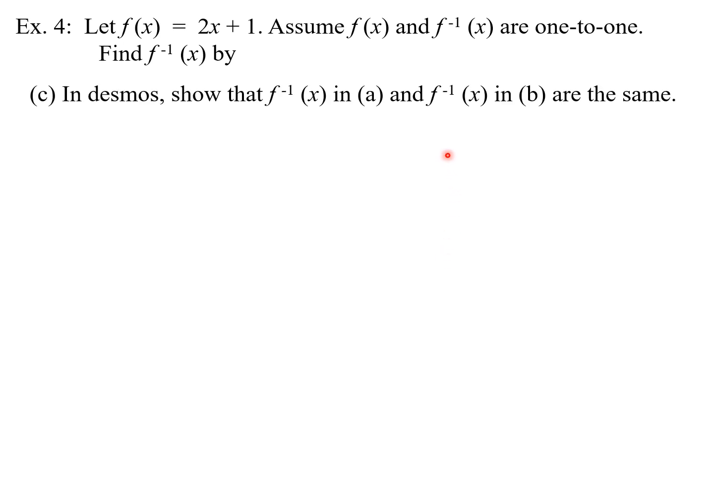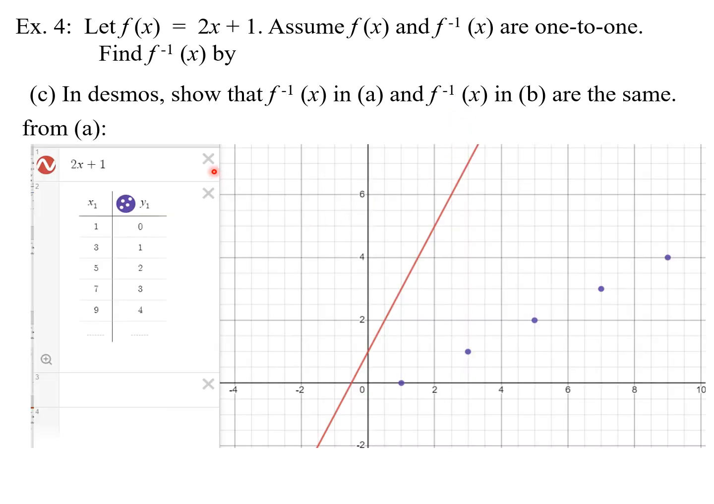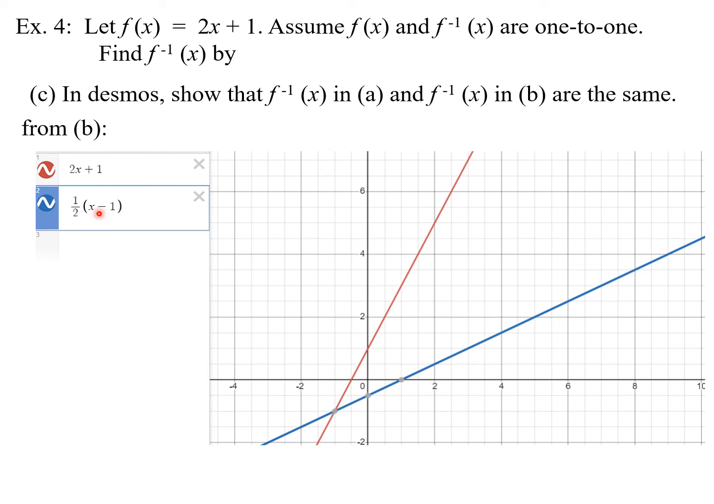Part C, in Desmos, show that the inverse found in part A with the table of values and the inverse found in B, the equation, are the same. So I plotted the original function, 2x plus 1. And here is the one from part A, and we just get a set of data points like that. And then I plotted the line that we found in part B.